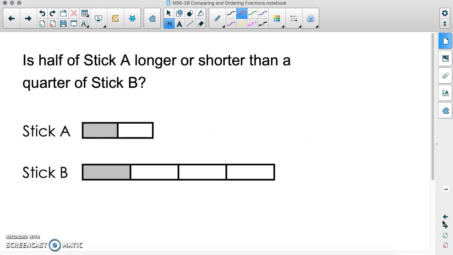So here, is 1/2 of stick A longer or shorter than 1/4 of stick B? So this is stick A, this is 1/2 of it. Here's stick B, this is 1/4 of it. So if we look at stick A, is it shorter than 1/4 of stick B? The answer is going to be that stick A is shorter than this. So 1/2 of stick A, because stick A is much shorter.